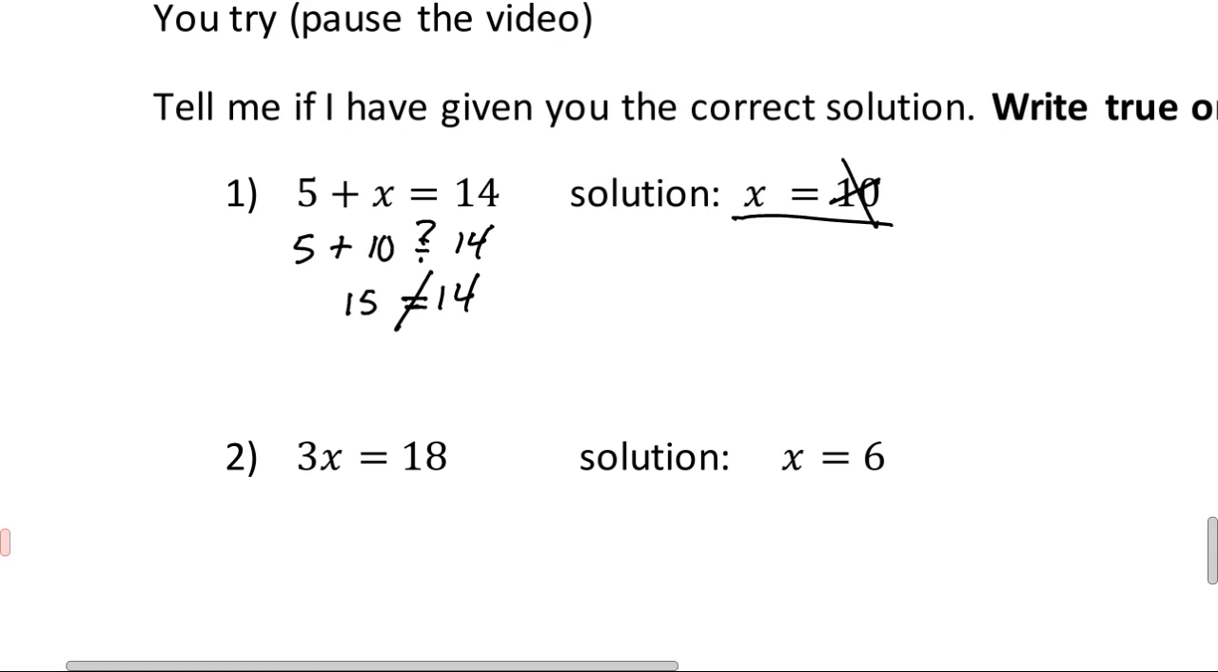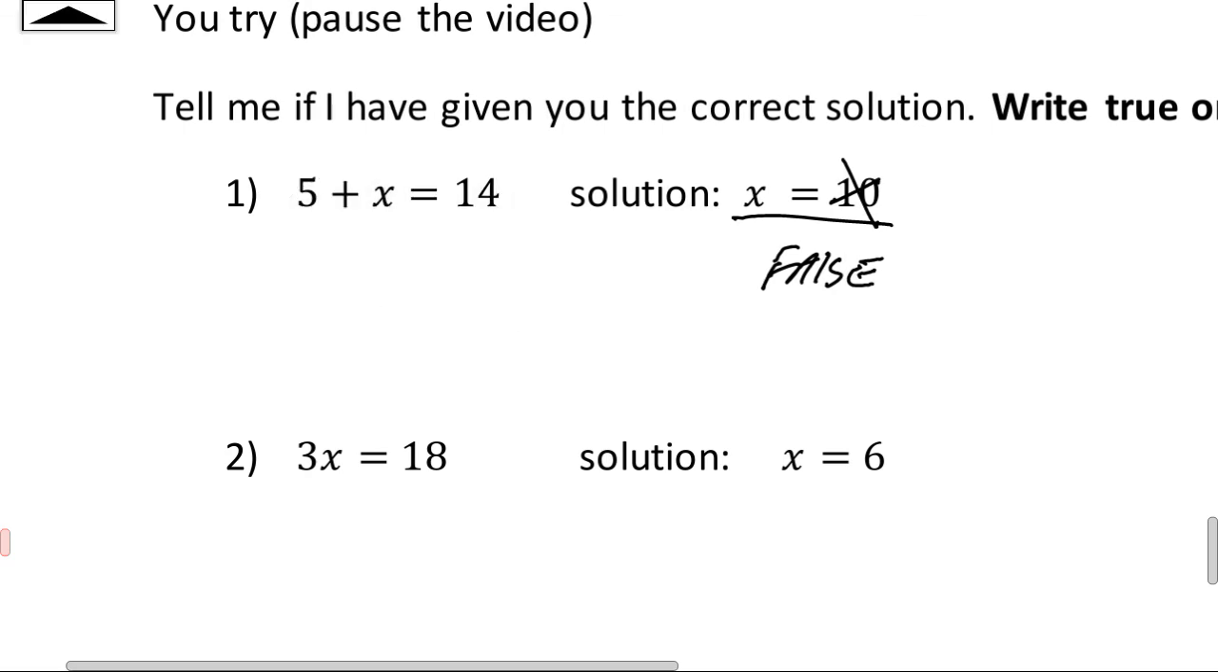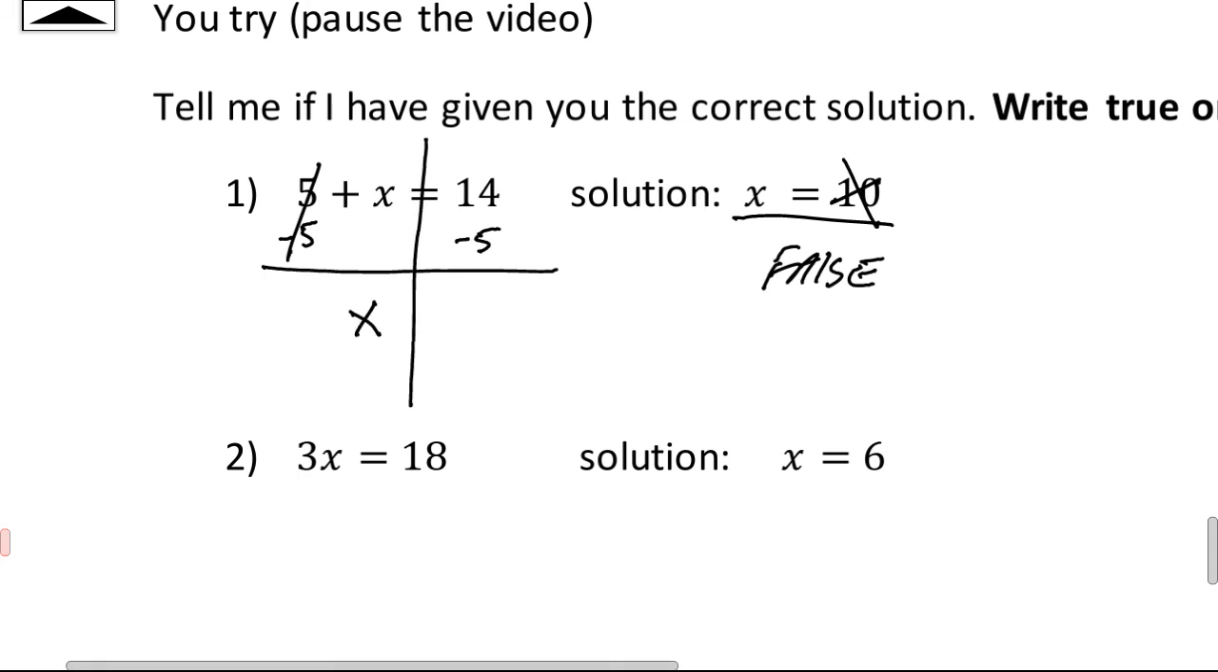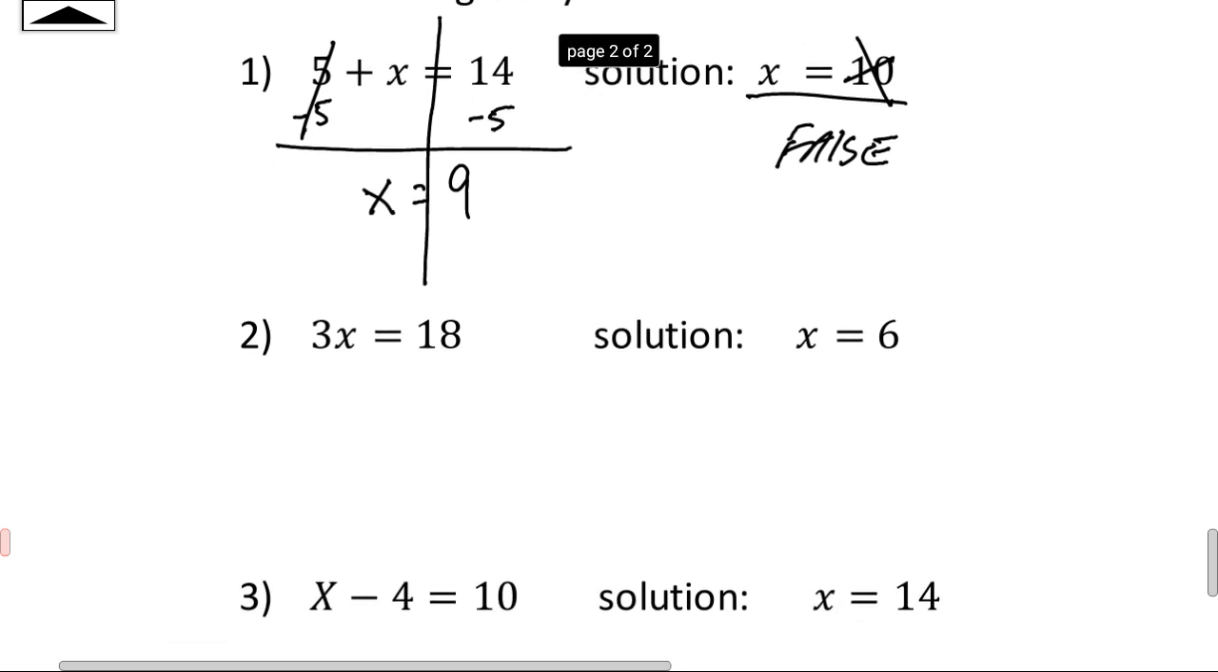Okay? So that's going to be a false, but what if I said, what is the solution? Well, then you're going to have to solve it yourself. How do you get rid of 5? We need to subtract 5 on both sides of the equation. How do you know where the left side ends and the right side begins? Well, it's always going to be right at the equal sign. That guy's gone. I get x is equal to 14 take away 5 is 9. Okay? Let's try this one.